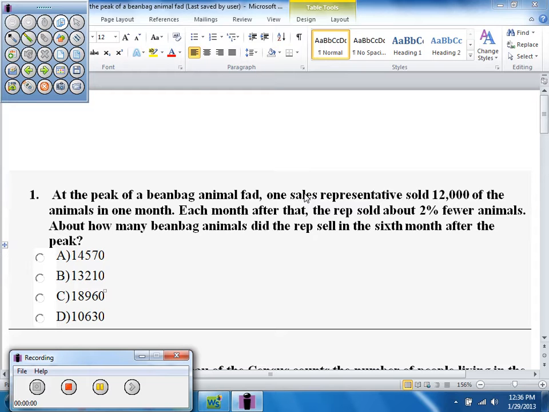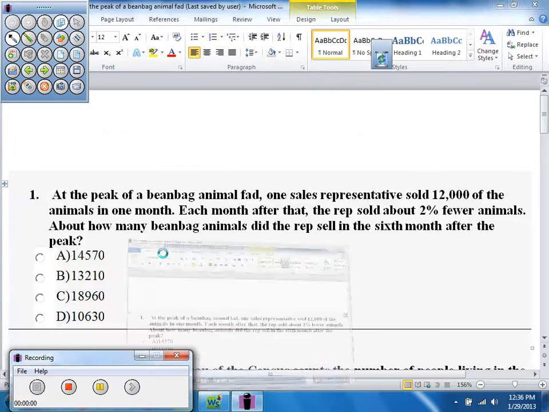Alright, here we're looking at using exponential equations. So let's look at this problem.